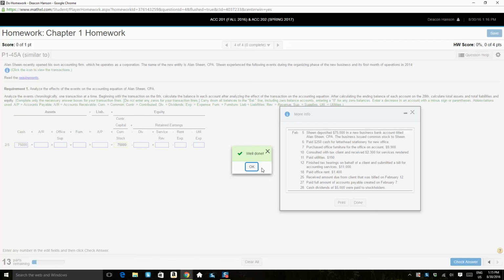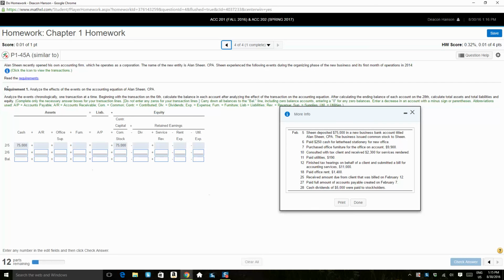On February 6th, we paid $250 for letterhead stationery for the new office. Okay, so stationery is an office supply, right? We're paying money out, so I'm going to show a minus $250 to cash, and then office supplies are going to increase by $250 because now we have $250 more worth of office supplies.